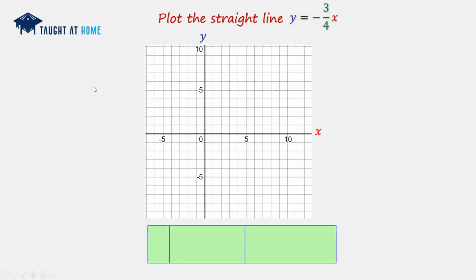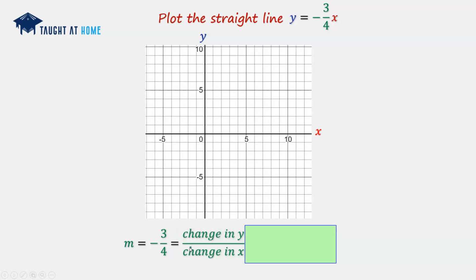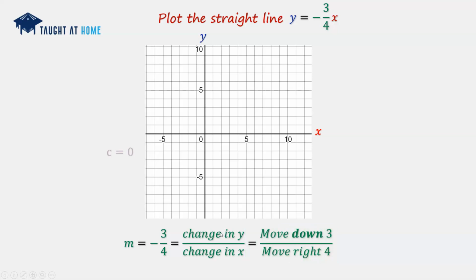Let's have a go of y equals minus 3 over 4x. So again, the gradient is going to be minus 3 over 4. Still the change in y value divided by the change in x value. So we're going to move down 3 and move to the right 4. C is equal to 0, so we're still putting the first point at the origin. And from there, move down 3 and move to the right 4, and so on. And you can go the other way, so when you want to go the other way, you just reverse it, so it'll be moving up 3 and to the left 4, and so on. And you can draw a straight line through them.